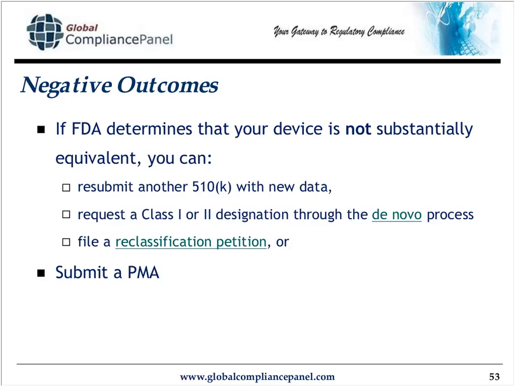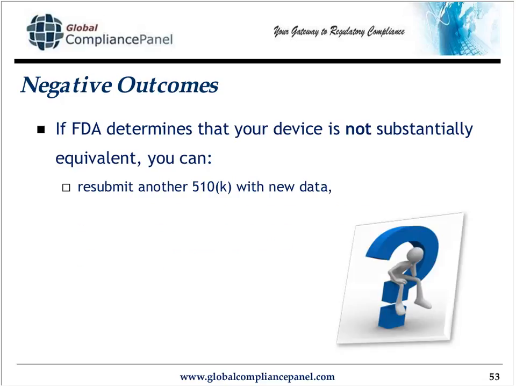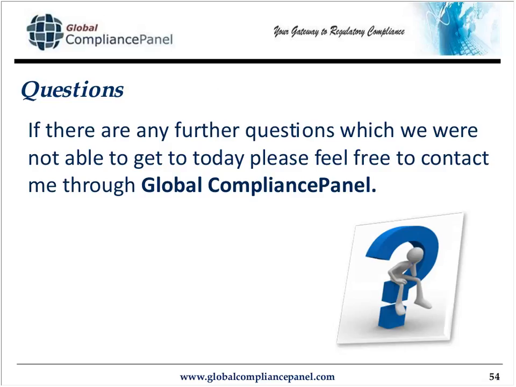That's similar to the Class 1 or 2 designation, but in this case, I'm changing my device classification, my 3-letter pro code. Or I can realize that the reason I didn't get my 510K is because my device requires a pre-market approval submission, and I'm going to submit a PMA. That's the end of the presentation, so I think we can open it for questions.